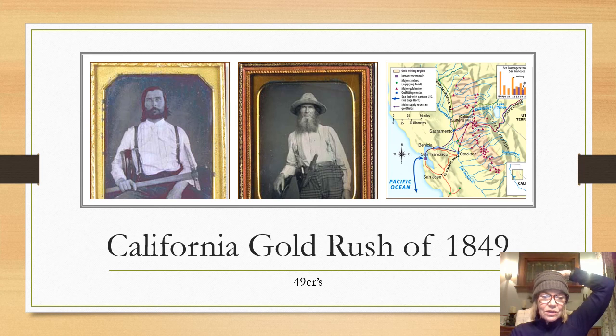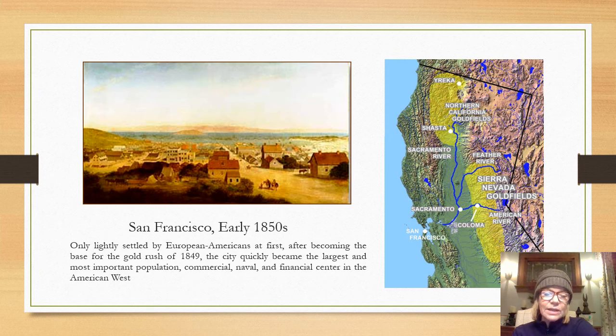All right, so here's an image of some gold miners, and the map here shows where all the locations that gold was discovered in the mountains of the Sierra Nevadas in California. And then here's San Francisco to the left, as it would have appeared back in the 1850s.